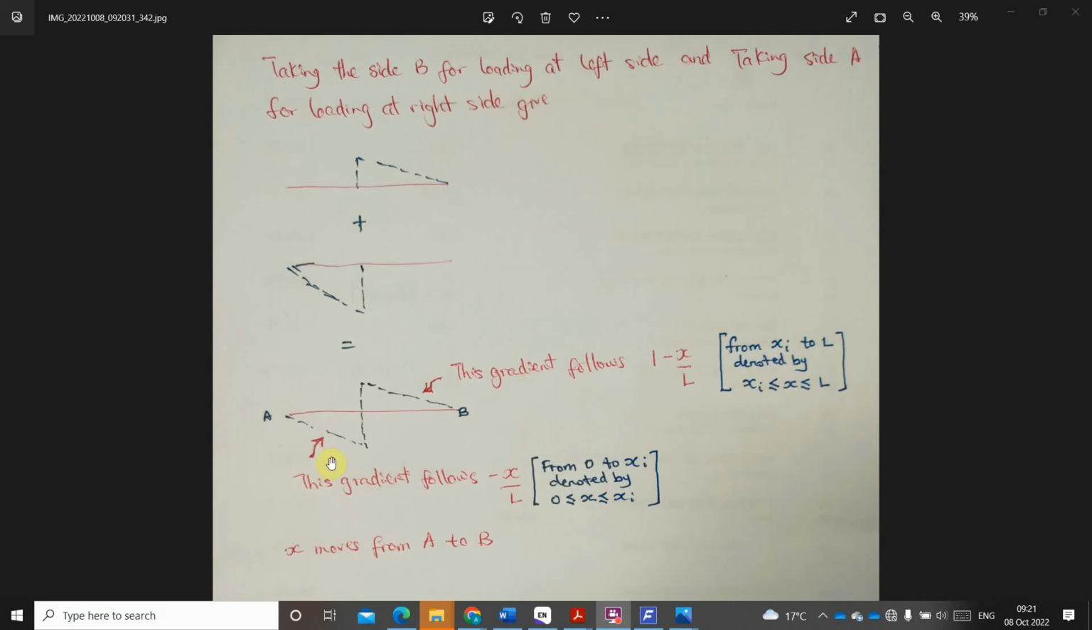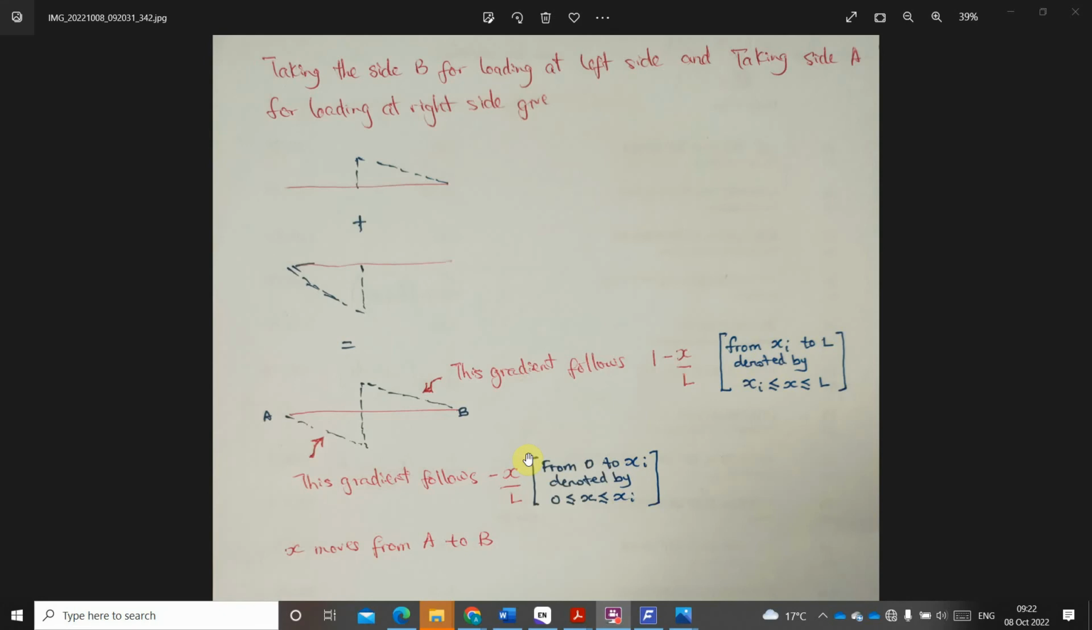And likewise, from this place to this place, from A to the point of application of our point load, is going to give us, let's say, we are going to have it denoted with 0 is less than or equal to S, which is less than or equal to xi. So as S moves from A to B, this is what we're going to follow.